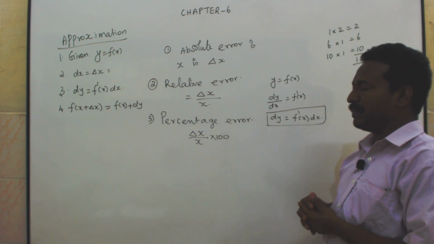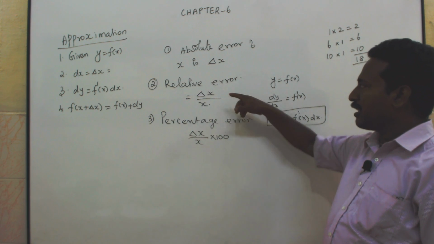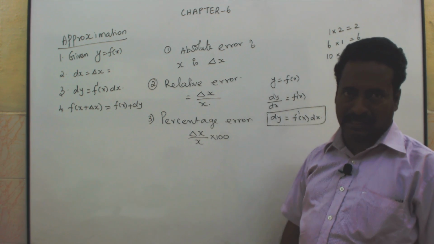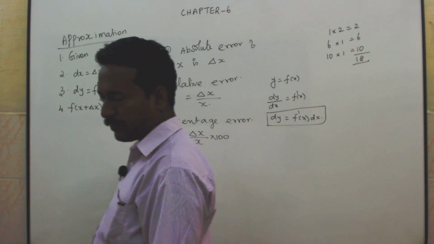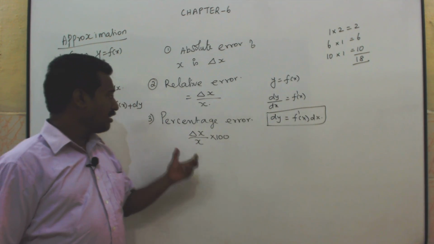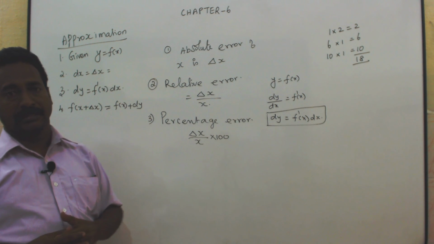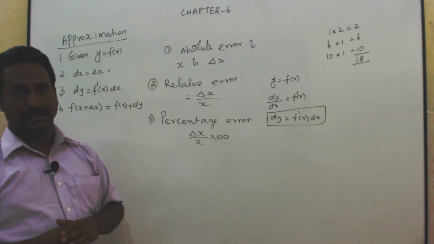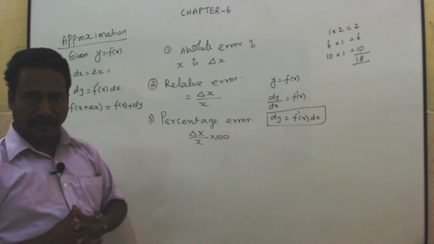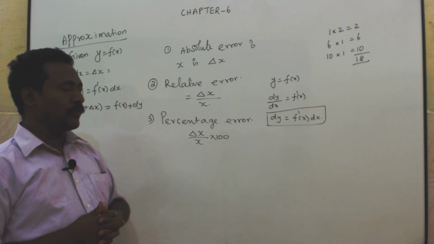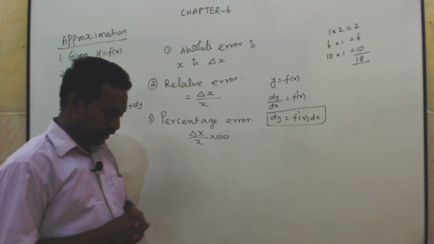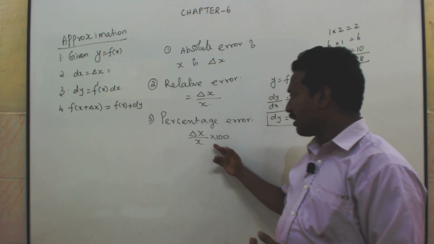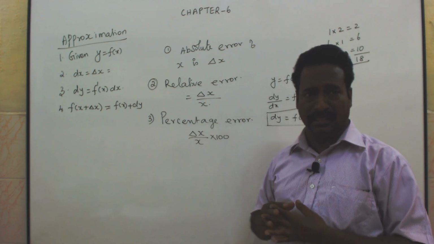Then relative error means absolute error divided by original length, delta x by x, that is சார் பிழை. அடுத்தது சதவீத பிழை. சதவீத பிழைனா சார் பிழையை 100ஆல மல்டிப்ளை பண்ணுங்க. Percentage error is nothing but relative error into 100. Relative error 100ஆல மல்டிப்ளை பண்ணீங்கன்னா you will get percentage error.